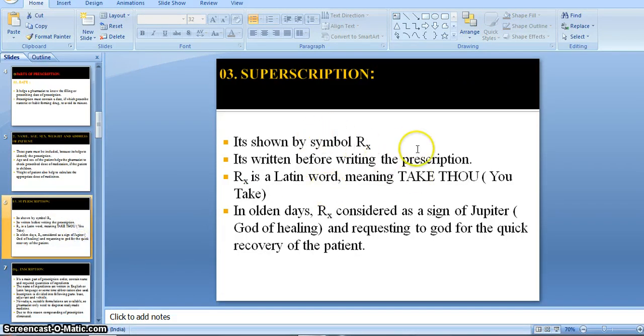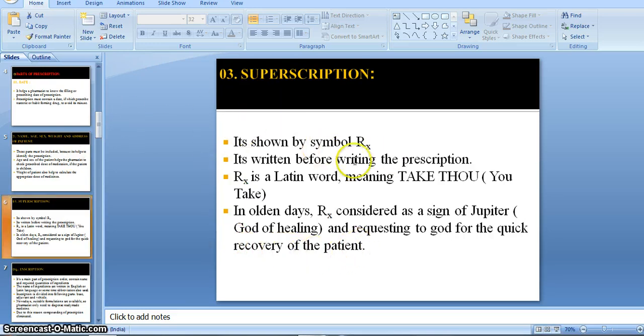Then our third part is the superscription, right? The superscription is shown by the symbol RX. It is written before writing the prescription. RX is a Latin word meaning take thou, or in English, you take. In olden days, the RX was considered a sign of Jupiter, the god of healing, and it was a request to God for the quick recovery of the patient.